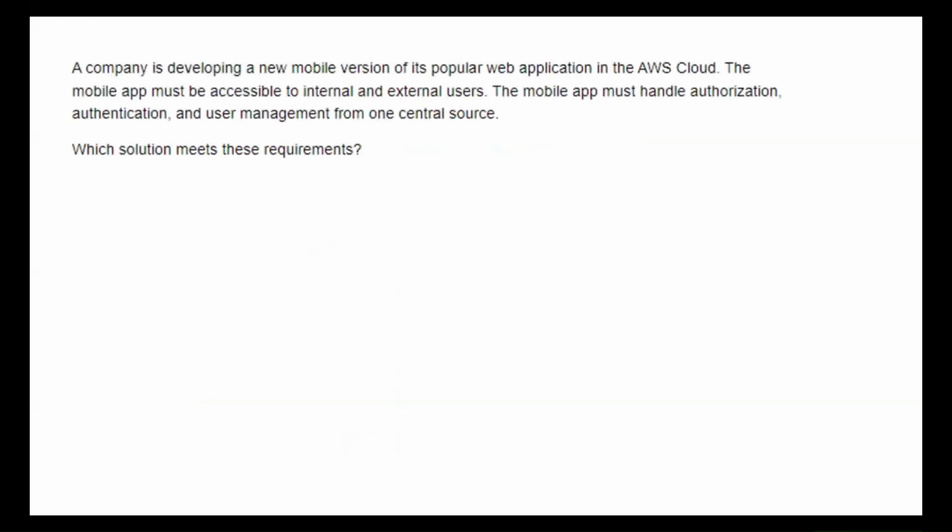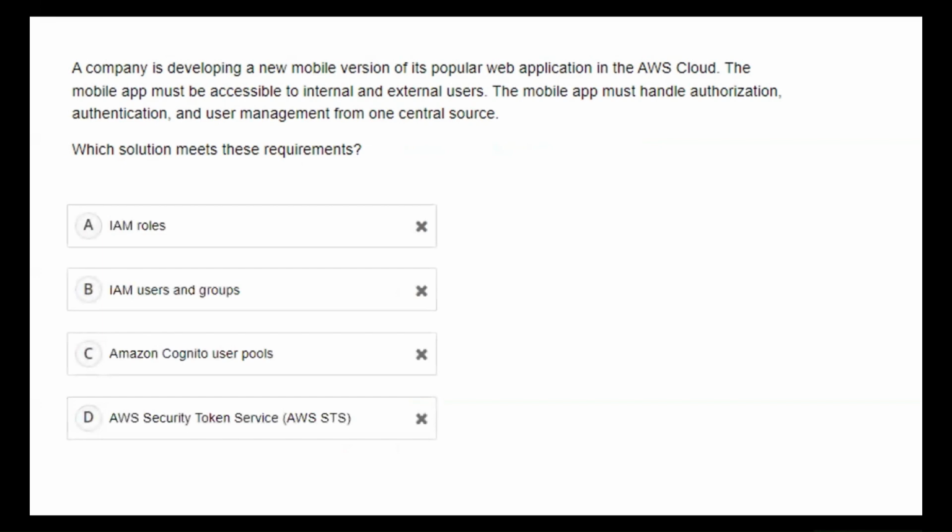Okay, so next question. A company is developing a new mobile version of its popular web application in the AWS cloud. The mobile app must be accessible to internal and external users. The mobile app must also handle authorization, authentication, and user management from one central source. So which is a service that will help in providing an authentication and authorization service for the applications? So we need to select that service here.